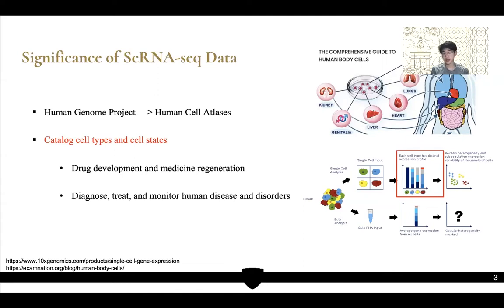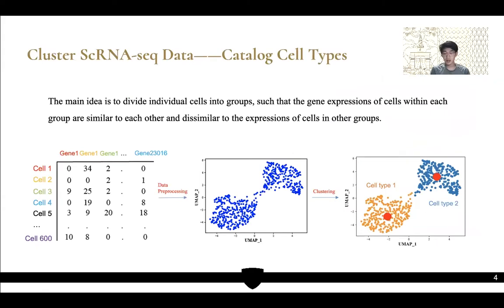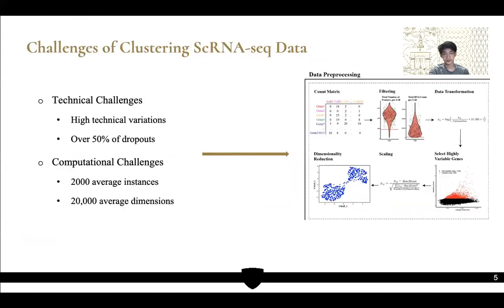By cataloging cell types and cell states, scientists could now develop new drugs, regenerate new medicine, and more importantly, diagnose, treat, and monitor human diseases and disorders. Our research aims to catalog cell types by clustering single-cell RNA sequence data. The main idea is to divide individual cells into groups such that the gene expression of cells within each group is similar to each other and dissimilar to the expression of cells in other groups.